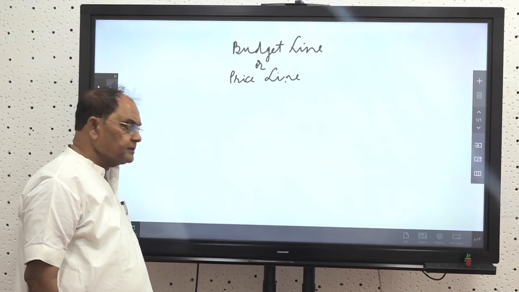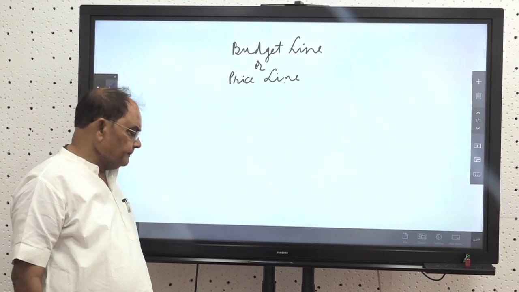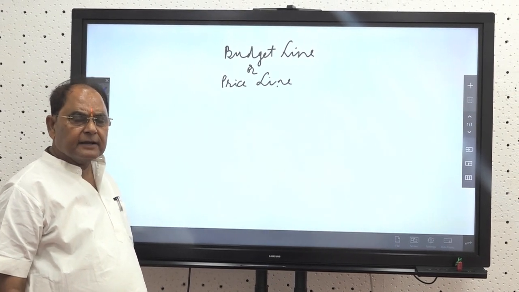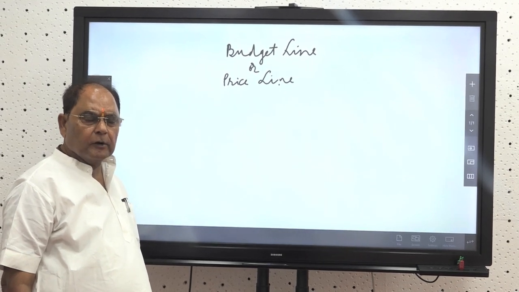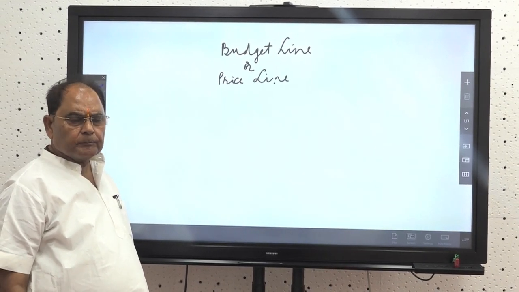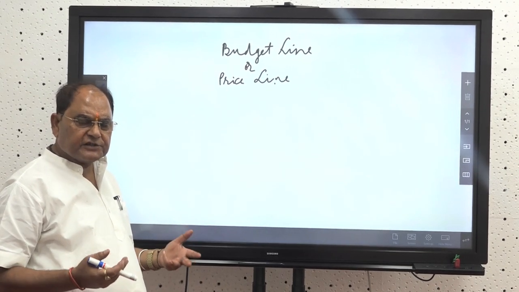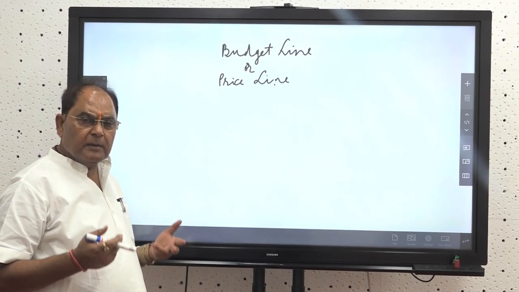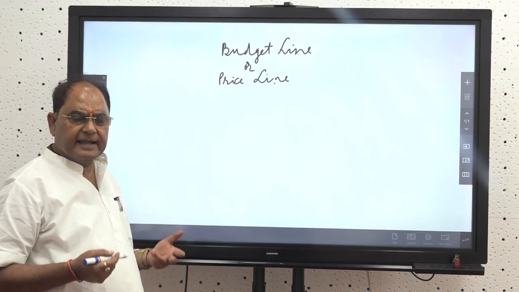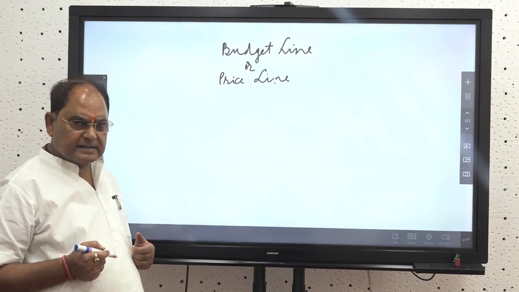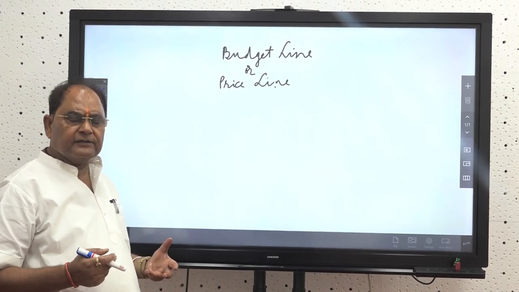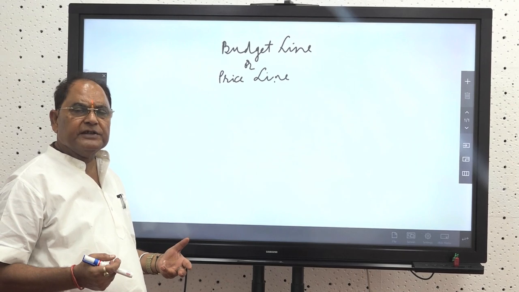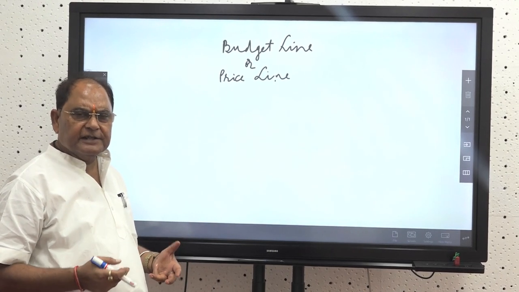So, dear learners, today we will be discussing in this session the budget line or price line. In the indifference curves analysis, this budget line is very important. As the name denotes, it tells us of a certain budget. That means the income amount which a consumer has to spend on these two commodities X and Y, this is denoted by this budget line. This budget line shows us the combinations which a person can buy with a given amount which has been earmarked for the purchase of these two commodities.